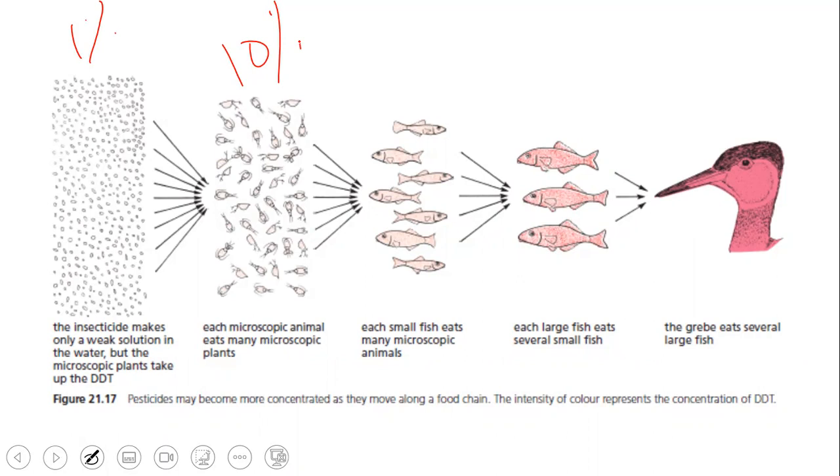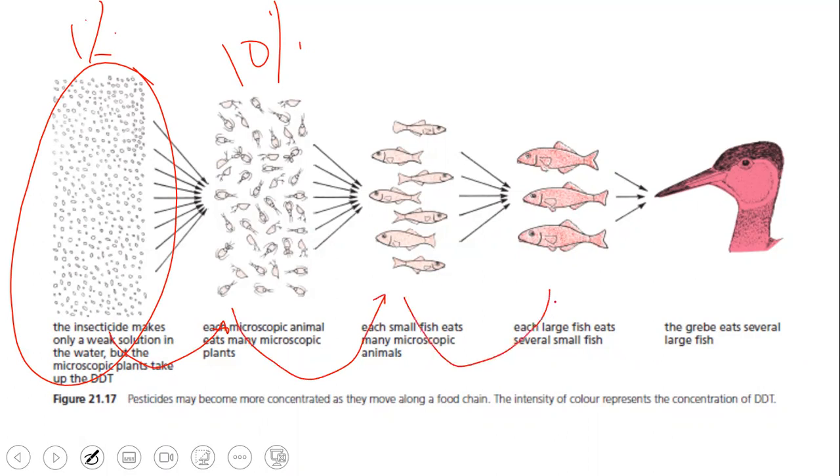So what is happening is that the pesticide becomes more and more concentrated between each trophic level. At this trophic level, it was very weak. The concentration of the pesticide was really low. We were like, yeah, it's too low. We don't have to worry about anything. But between each trophic level, the concentration of the pesticide kept on increasing.